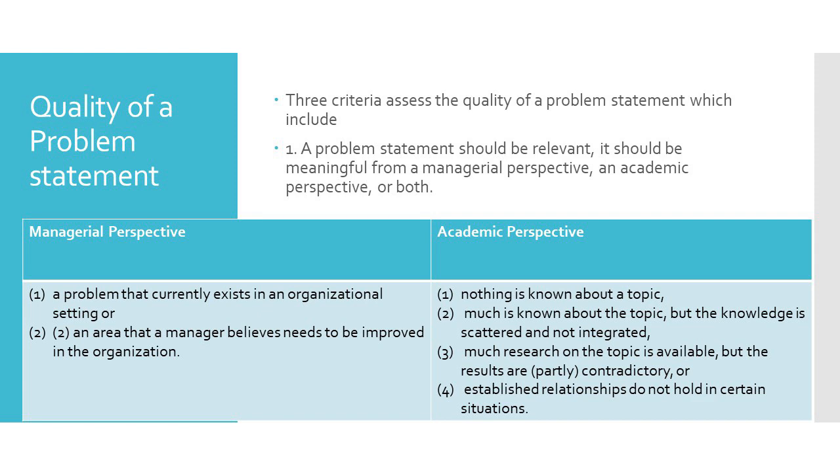Now, how can a problem be good from an academic perspective? If nothing is known about a topic, or if much is known about the topic but the knowledge is scattered and not integrated, then just to organize the knowledge, we can make a problem statement that could help us academically. If the research on the topic is available but the results are partly contradictory, like it is not complete. And number four, established relationships do not hold in certain situations. So after changing the situation, we can do our research.